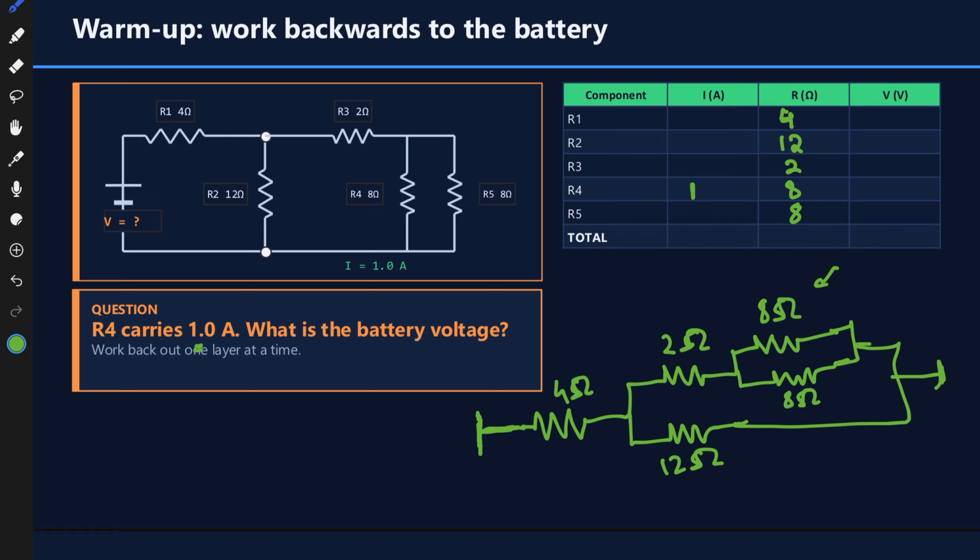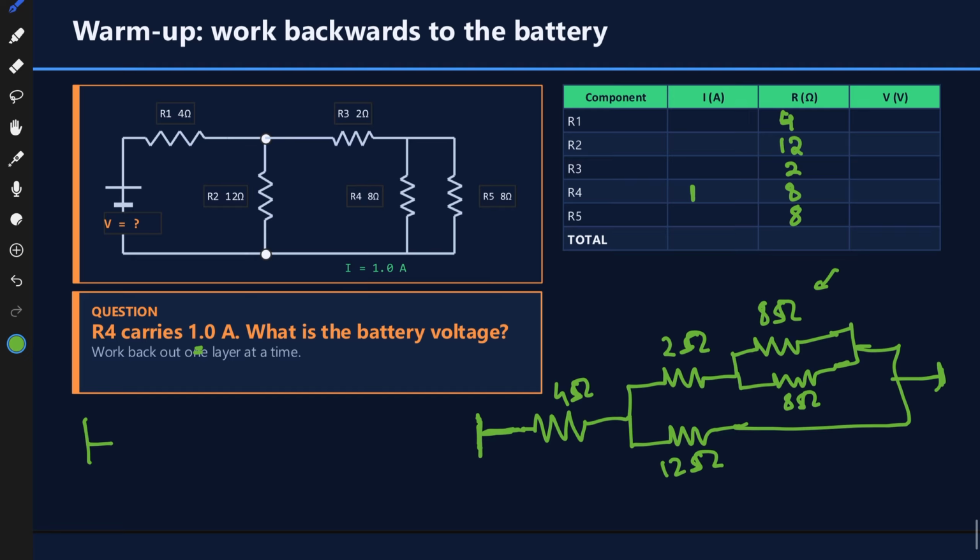So we need to find the equivalent resistance of this. So first the 4 ohm, we will leave that in series. But then we can simplify one of these two branches. Leave the 12 ohm right now. But here we have a 2 ohm, and then we split that into two 8 ohms.